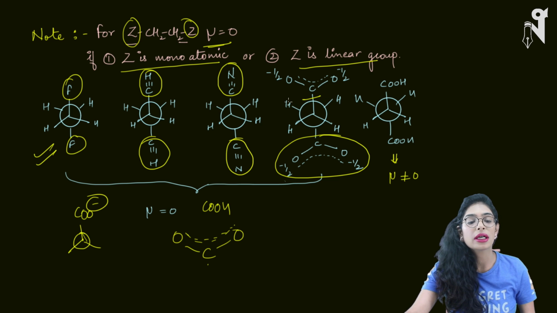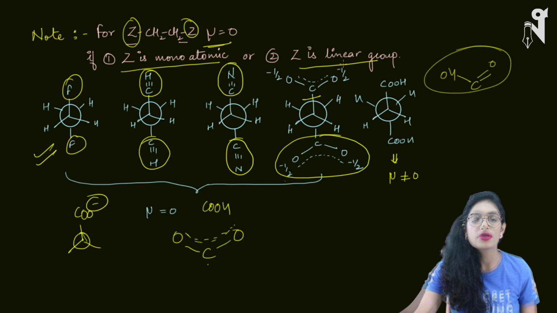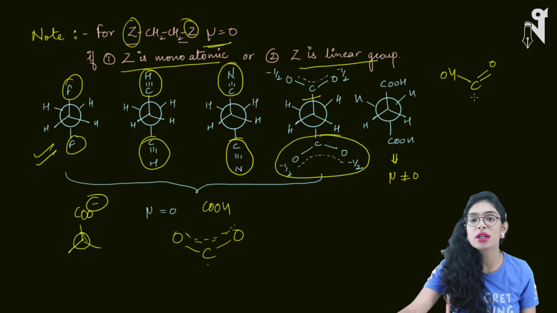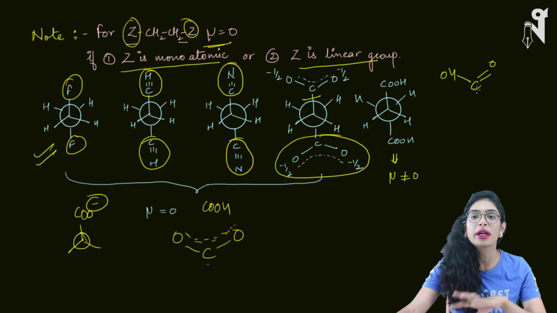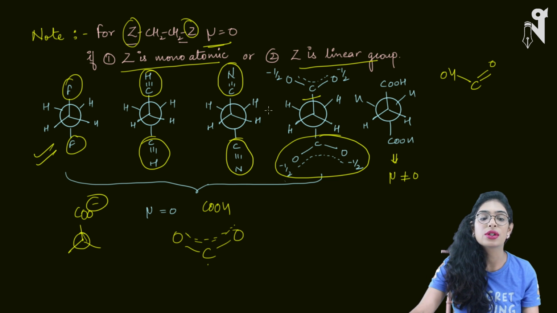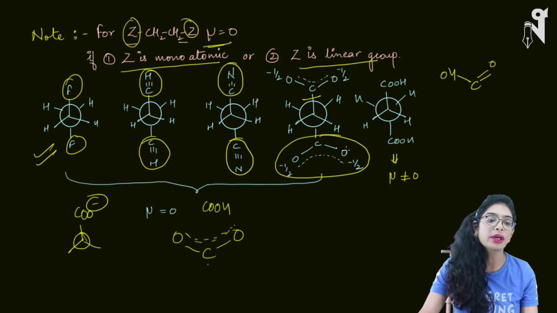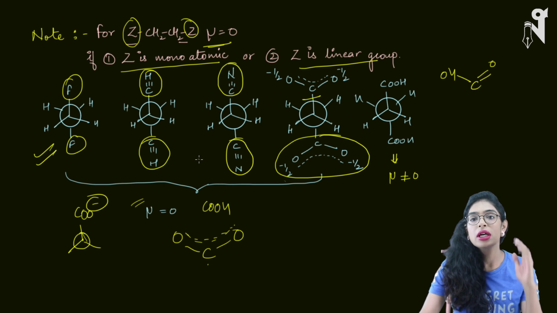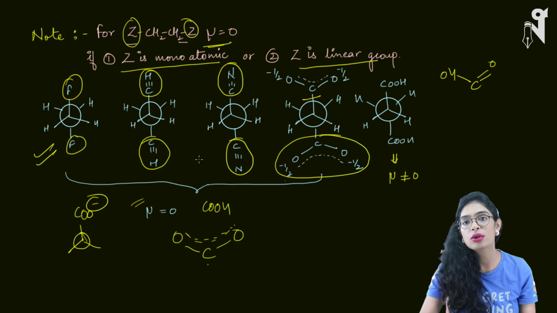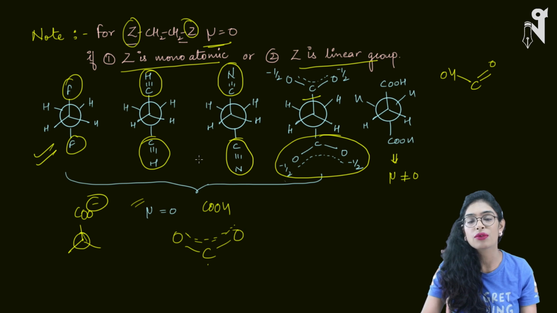Because the shape is exactly the same, it's almost like a linear group. The negative charge is completely dispersed. When you're talking about COOH, it is written like this. This is not a linear group, and the resonance is behaving differently. It does not form equal resonating structures as in the case of COO minus, and hence the dipole moment is going to be non-zero. This is very important. You have to make a note of it, and whenever you are solving a question, look at these factors while marking for the dipole moment.